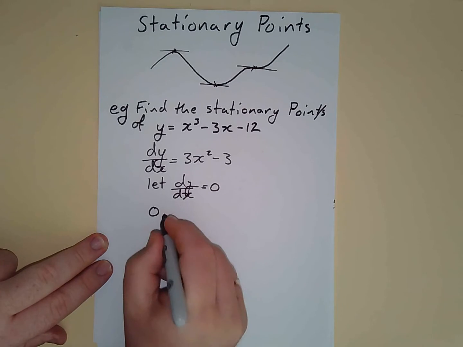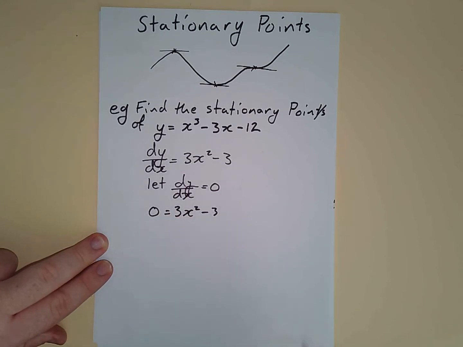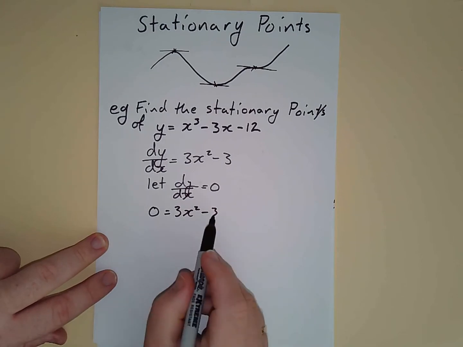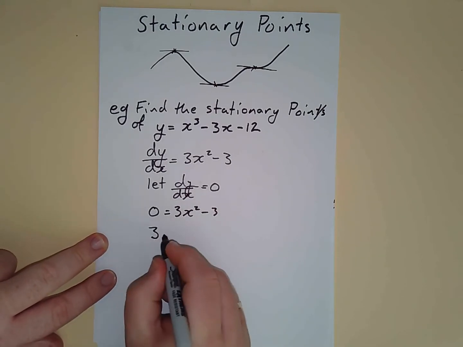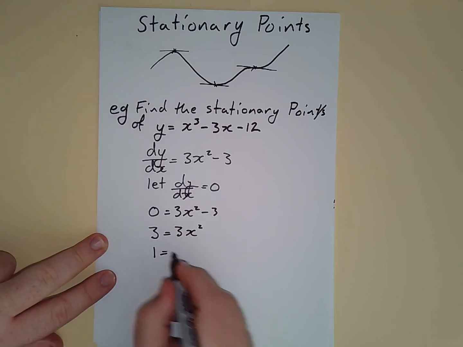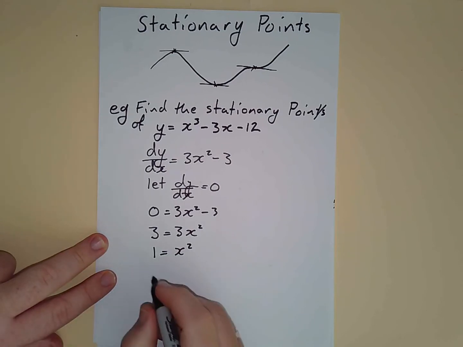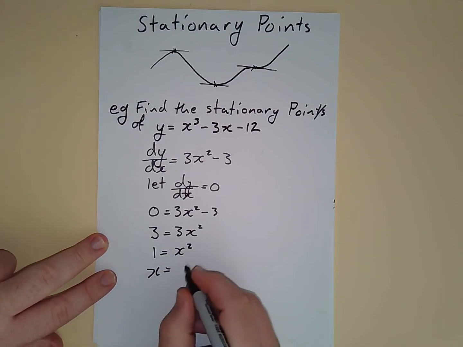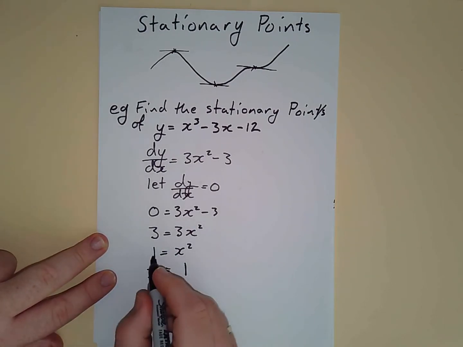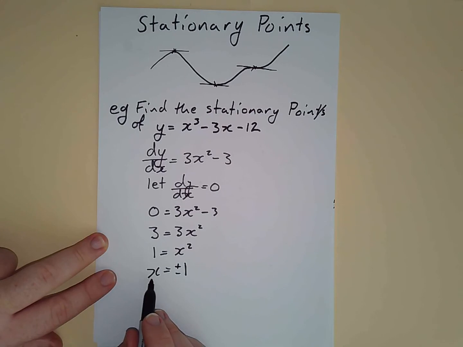So I've got 0 equals 3x squared minus 3, and then I just want to solve it, so adding 3 to both sides, dividing by 3, and then finally I just want to do a square root. So x equals square root of 1, which is just 1. But remember, I need a plus or minus 1. So I've got two stationary points. One's at x equals plus 1, one's at x equals minus 1.